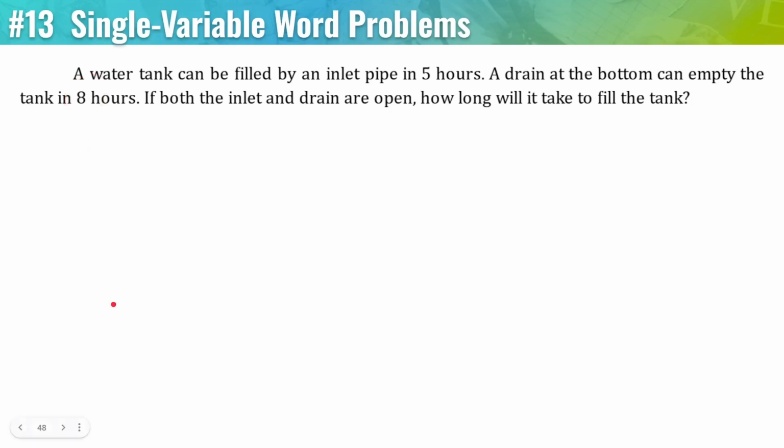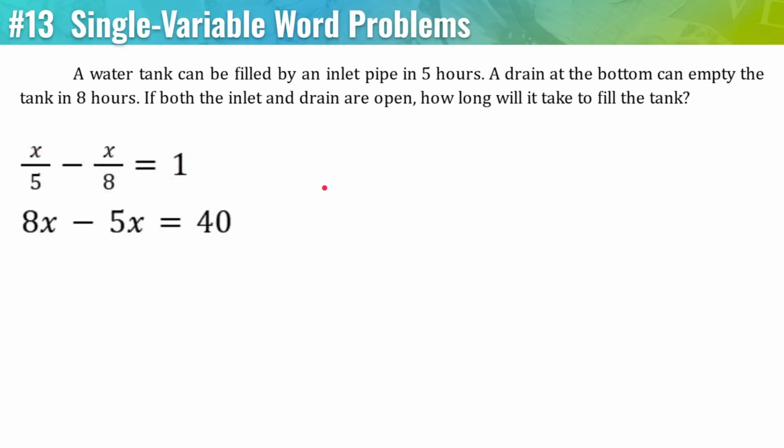What we have is x plus 5 minus x minus 8 is equal to 1, or the entirety of the work. Cross multiply. 8x minus 5x is equal to 40. 3x is equal to 40, and x is equal to 40 over 3. So this is going to take around 13.33 hours, or 13 hours and 20 minutes.